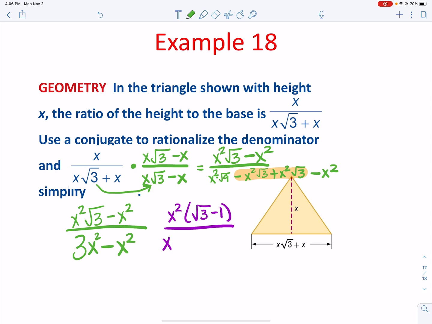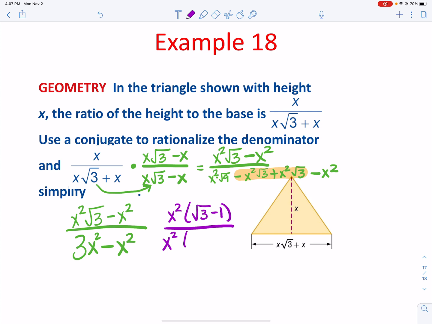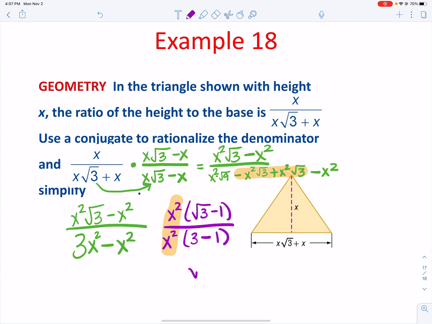So this is an x squared. So on the bottom, I can take out an x squared. And that leaves me with 3 minus 1, right? And 3 minus 1 is 2. So my x squareds from top to bottom would cancel. And so on the top, I would have root 3 minus 1. I can't combine those over 2. And that would be my answer.